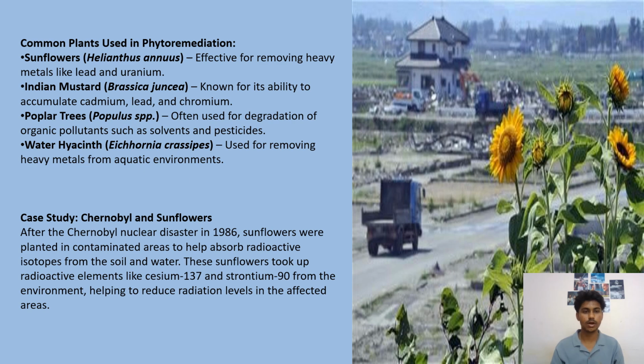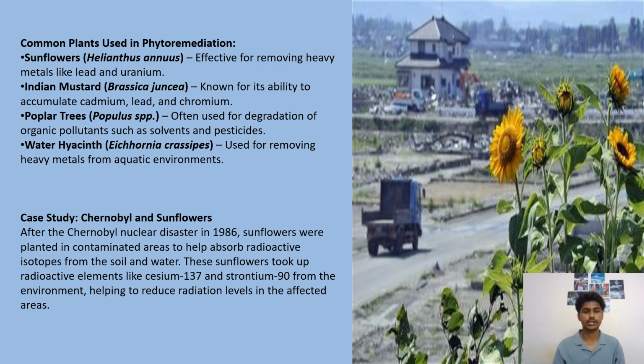Next, we will see the common plants used in phytoremediation. Sunflower is effective for removing heavy metals like lead and uranium, whereas Indian mustard is known for its ability to accumulate cadmium, lead, and chromium. Poplar tree is often used for degradation of organic pollutants, whereas water hyacinth is used for removing heavy metals from aquatic environments.